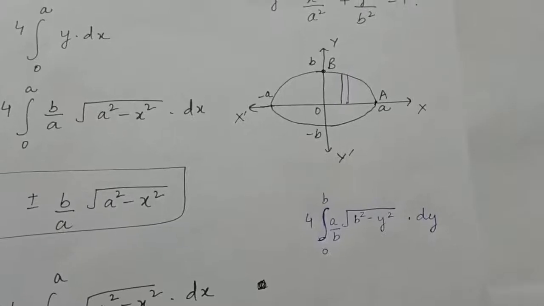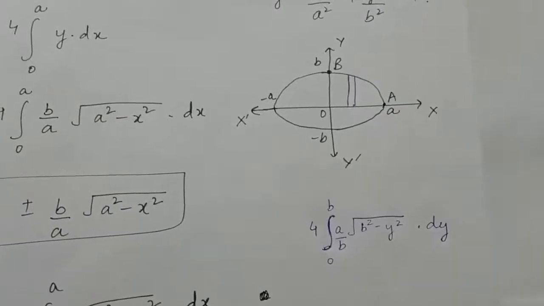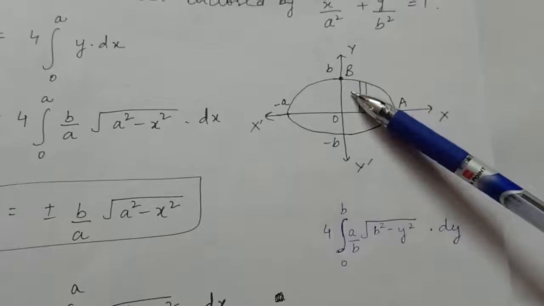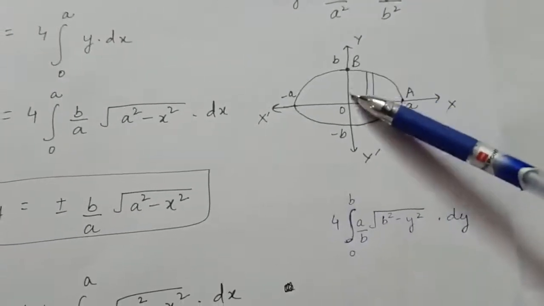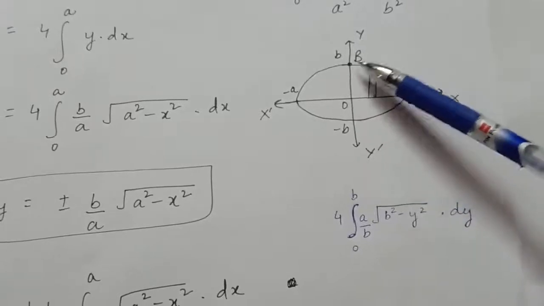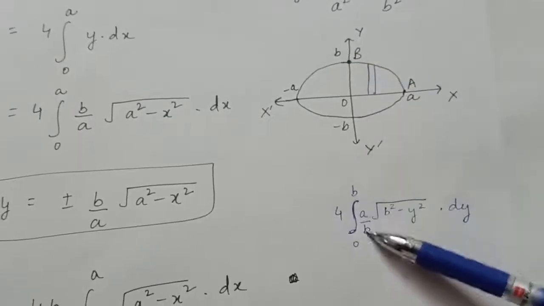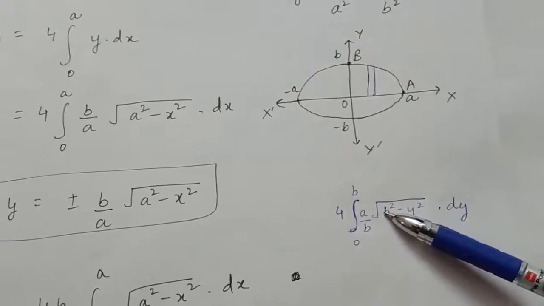This question can also be done by taking the limits of the y-axis. Now see, the area is 4 times the, if I take the limits of the y-axis, that is from 0 to b. Now the function will be in terms of y. So calculate it from the given equation.